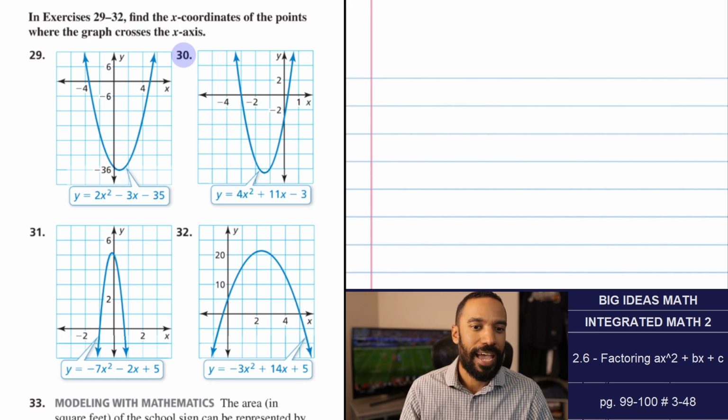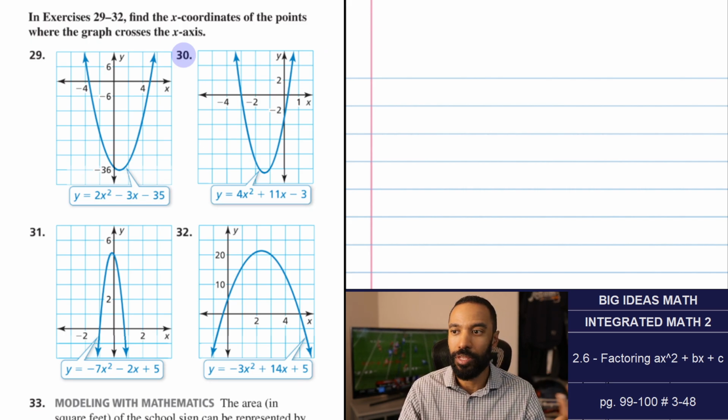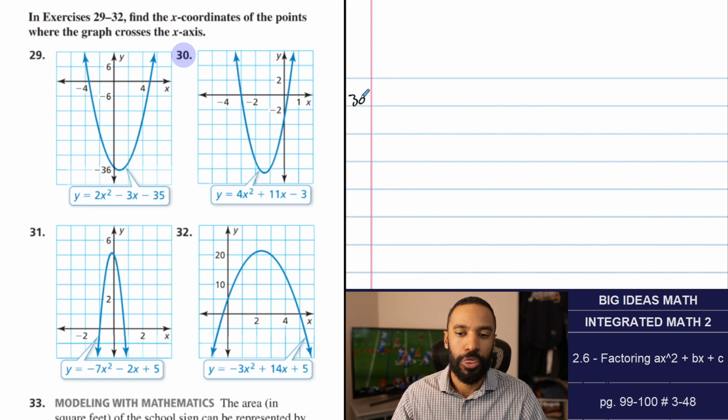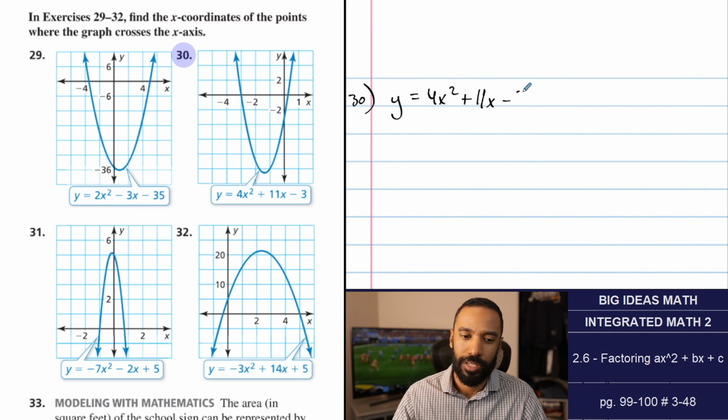Number 30. Looks like x equals negative 3 is going to be an answer. That's fantastic, but let's actually try and get to it. What's the other one? I don't know. Probably 1/4. We'll see what that is. Number 30. We have y equals 4x squared plus 11x minus 3.